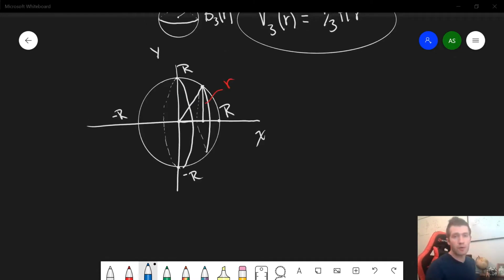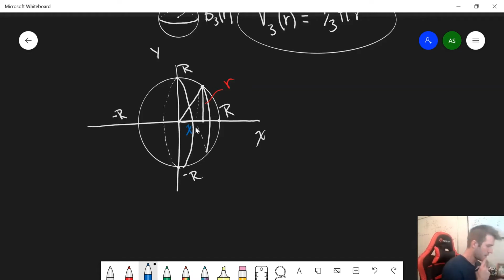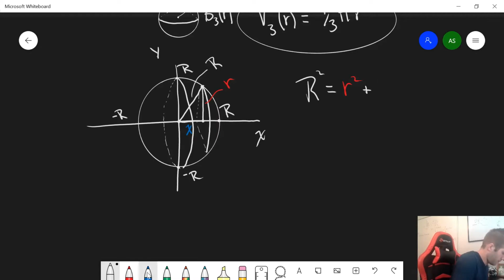Now, the point along the horizontal axis that we want to label as our other leg for this right triangle is just going to be x, right? So this right here is just x, of course. And the hypotenuse of this triangle is just R. Now, we can make ourselves our equation using good old Pythagoras, right? So we're going to have R squared is equal to r squared plus x squared. And remember, we are trying to solve for little r.